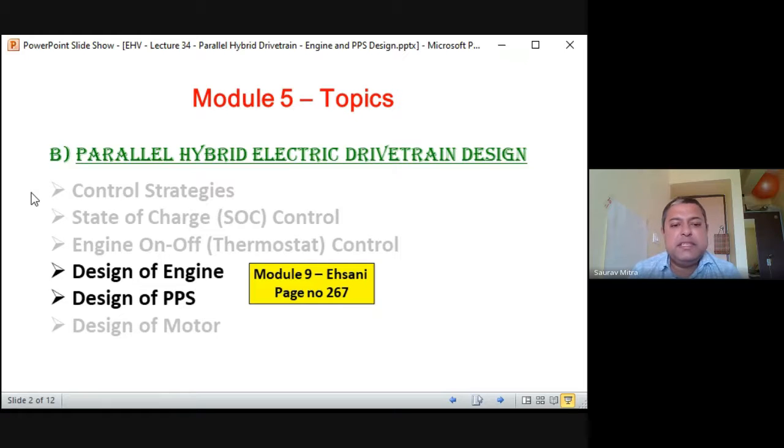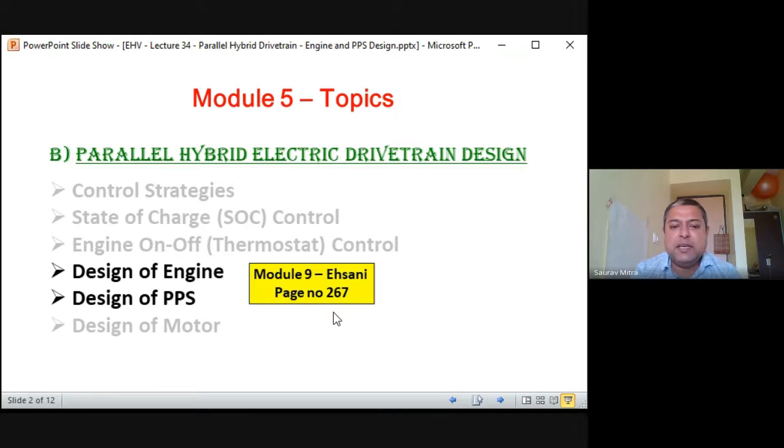So there are mainly three designs. The first design of engine, you will find it in page number 267 of the book of Ehsani. So this chapter starts at page number 255 of Ehsani. Initial three topics you will find in the first 12 pages. So this design of engine or parametric design of electric hybrid drivetrain, you will find it from page number 267. So there are three designs actually.